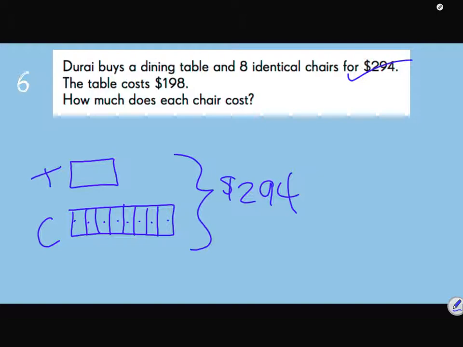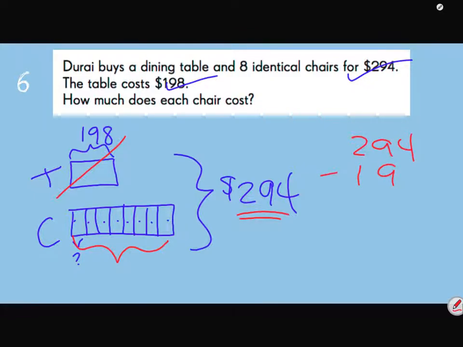Now I'm told that the table costs $198. I need to figure out the cost of each chair. So I'm looking for this. So in order to figure out how much one chair is, I need to figure out how much all of the chairs are. Since the entire whole is $294, I can subtract off $198, and that will leave me with how much the chairs cost all together. So I'm going to take 294, and I'm going to take off 198. 294 minus 198 is 96. So that means that the chairs altogether cost $96.